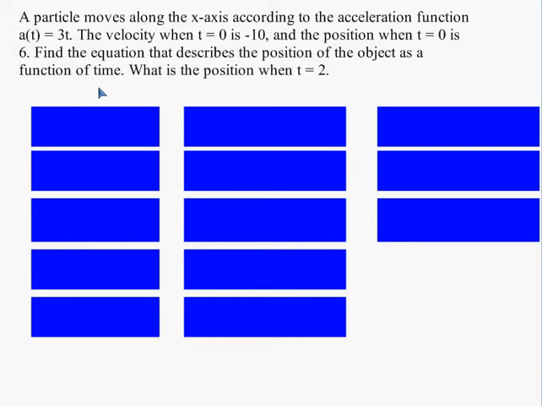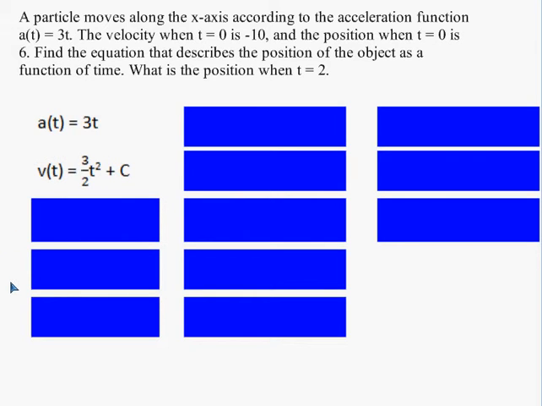So what we're going to do is start with the acceleration function, which is 3t. We want to work our way all the way down to the position function. So first we're going to find velocity. Once we find velocity, we'll find position. To find velocity, we have to integrate. So we're going to integrate a of t to get v of t. The integral is 3/2 t squared plus c.